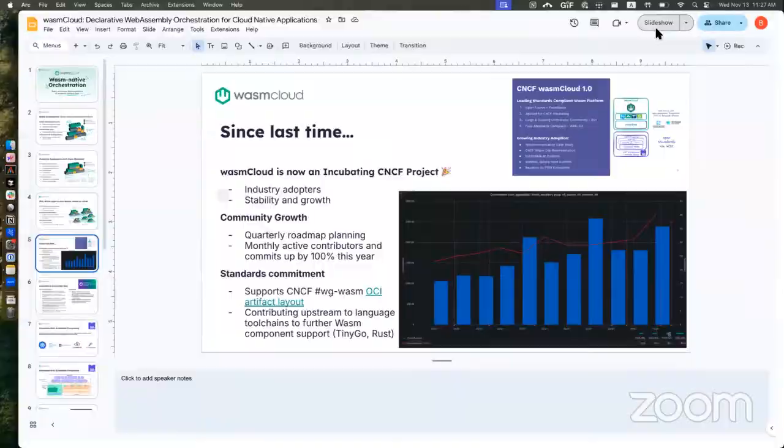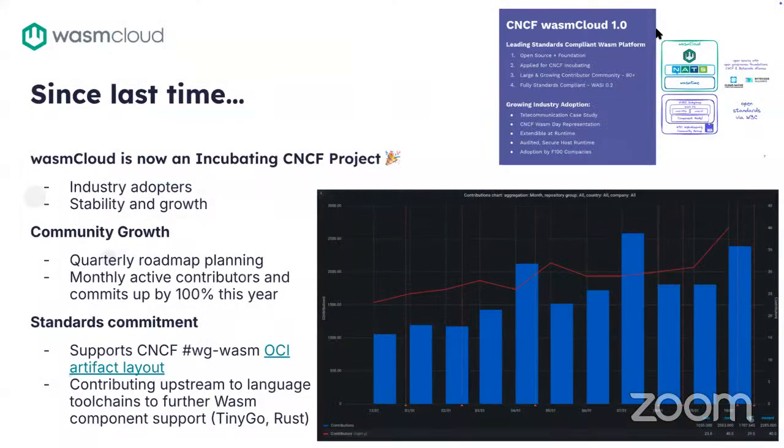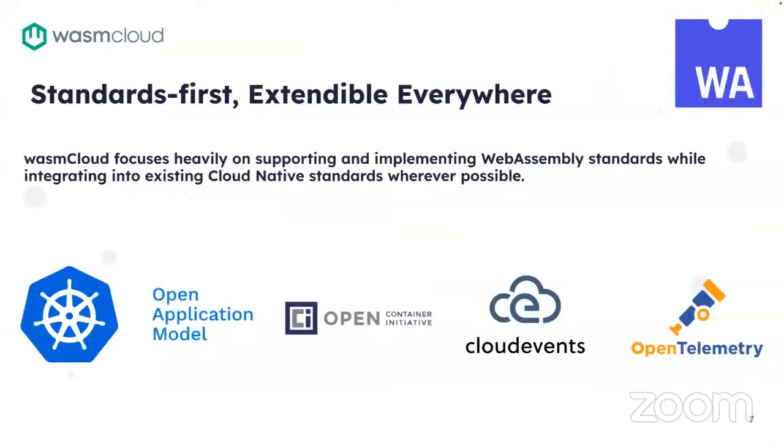So really, I think what is so key to why wasmCloud has blown up as a project over the last couple of months is our commitment to standards first and extensibility in every piece of the infrastructure. So we focus very heavily on implementing and supporting and contributing to WebAssembly standards wherever possible. We have a couple representatives from the WebAssembly standards body in the audience now, and so I hope they agree with what I'm saying. We have a strong commitment to not reinventing the wheel when it comes to cloud native.